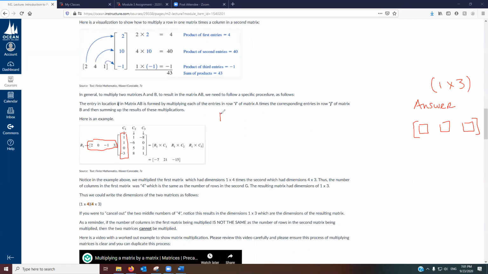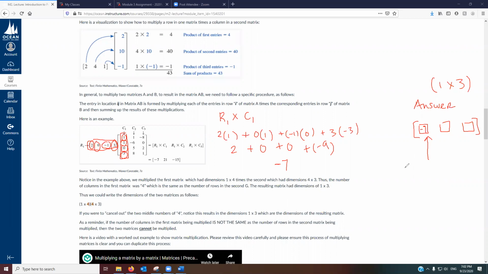Let me show this. I'm going to multiply row 1 by column 1. It's going to be 2 times 1, taking this 2 and multiplying it by that 1, plus 0 times 1, plus negative 1 times 0, plus 3 times negative 3. Now I'm just going to work this out. This is 2 plus 0 plus 0 plus negative 9, which is negative 7. That's the answer to put in this first cell: negative 7.